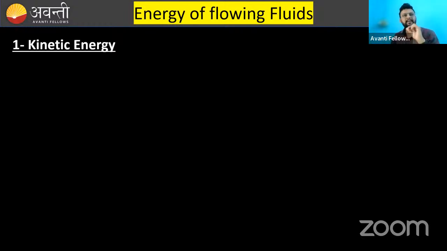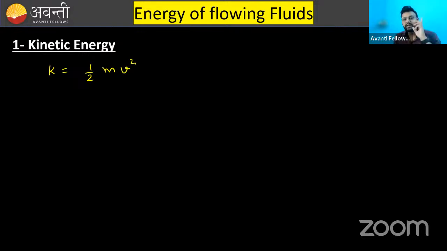When it is flowing, then the kinetic energy associated with its mass, with a portion of the fluid, you know the formula, you know the relation, kinetic energy will be half m v square. This is the kinetic energy. Now, m is the mass of the portion of the fluid, v is its speed.